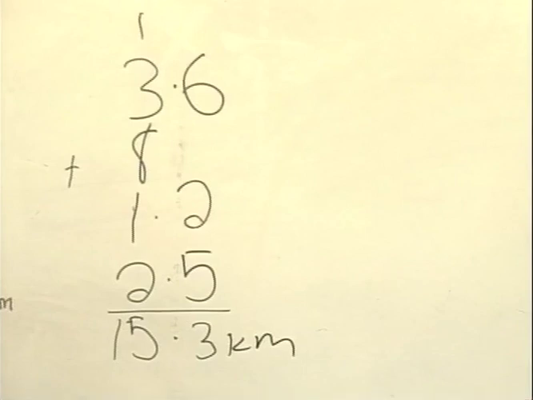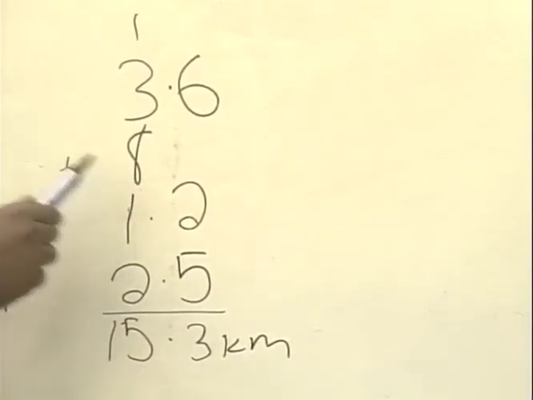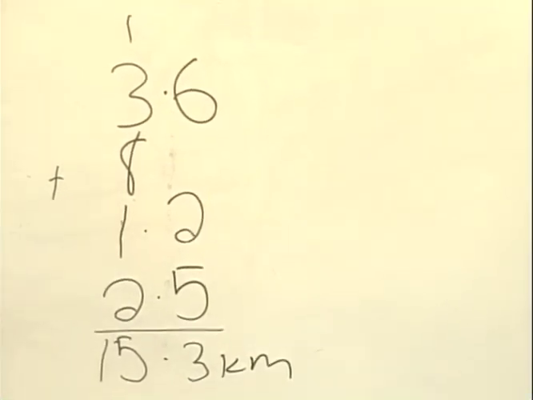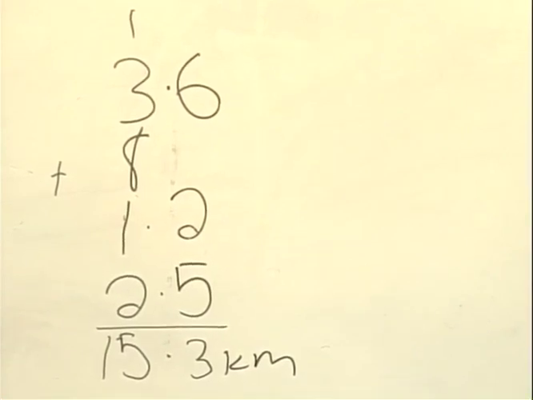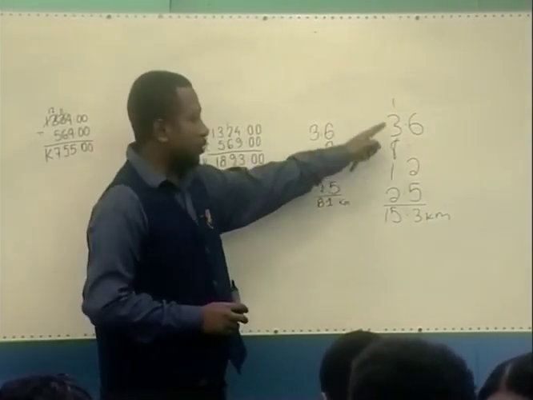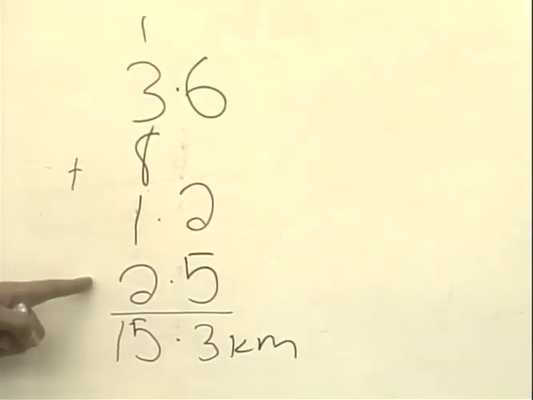Class, okay, Rachel's answer is correct, 15.3 kilometers. The reason why Rachel's answer is correct is because she has placed this number 8 correctly under the place value where it's supposed to be. Is that clear? Now, this number 8, it doesn't have a decimal number, so it is not a decimal number where it comes with the decimal numbers. It is a whole number, so it comes with all the whole numbers. Is that clear? Yes. Okay, good.